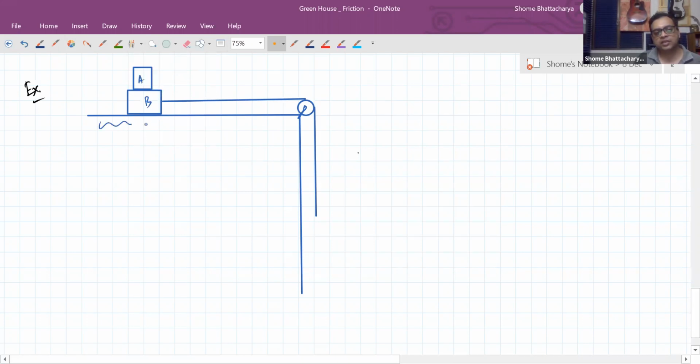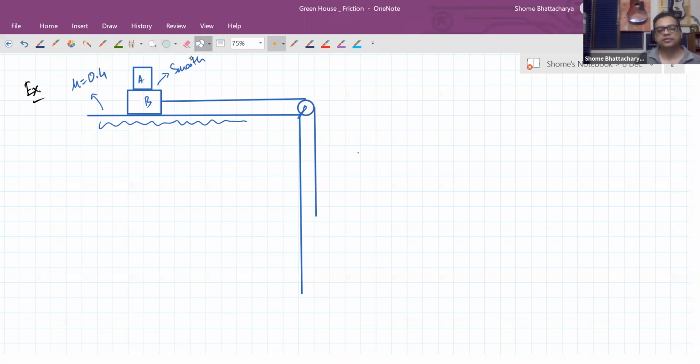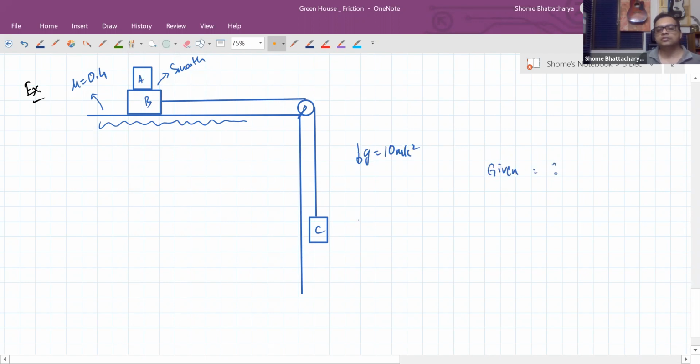So we have two blocks, A and B, like this. This surface is smooth, but this surface has a coefficient of friction equal to 0.4. Let's say this is a rough surface. And then we have another block of mass C attached over here. And this is in a vertical situation, g is equal to 10 meters per second square. Now, given that the mass of A is 5 kilograms, the mass of B is 15 kilograms.